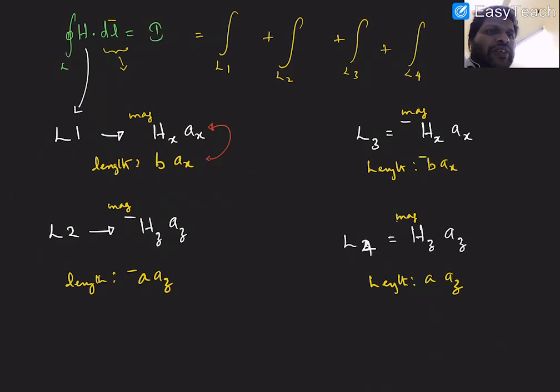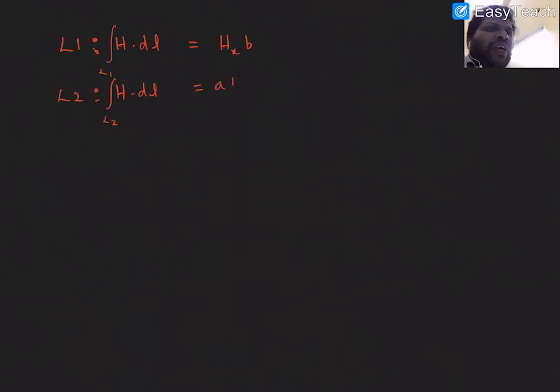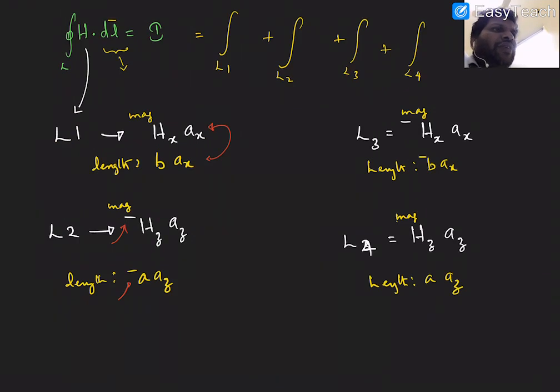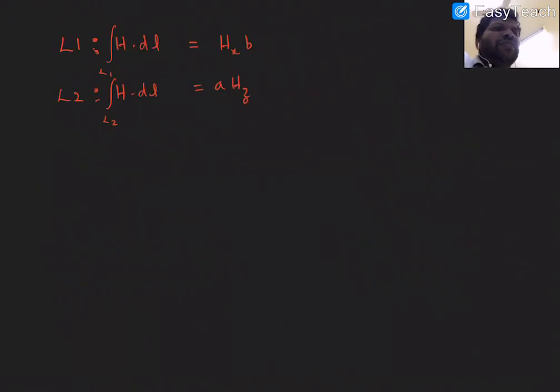You see there is a minus here and there is a minus here, so minus into minus becomes Hz into A. Then you have Az dot Az, which becomes 1. Next is minus Hx into B. You see minus Hx, that is minus B, so it becomes Hx into B.